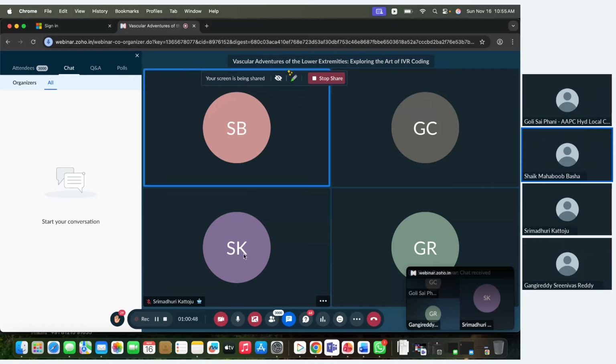You can see one answer, 0238T times 2. So you cannot code it as units with this Category III code. Any other answers? The code is correct, 0238T. 37225 we cannot code, because 37225 is for the femoral artery, and I'm asking about iliac. Yes, 0238T with the 59 modifier.